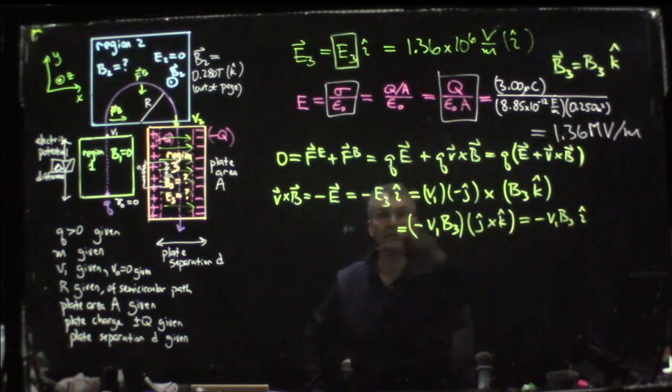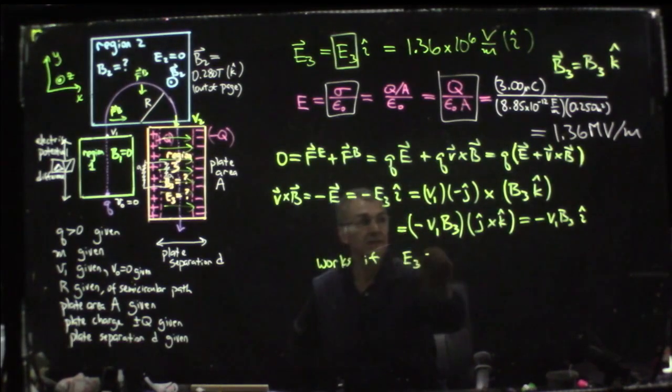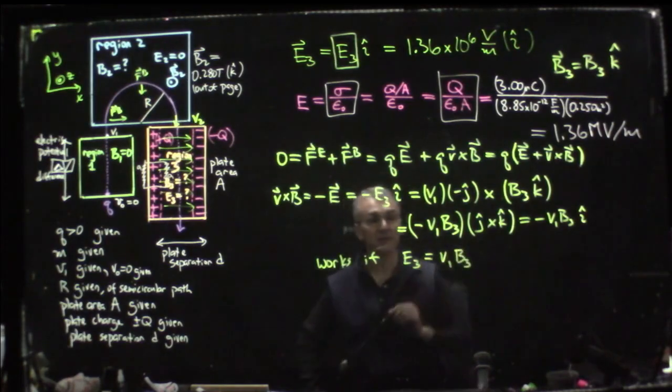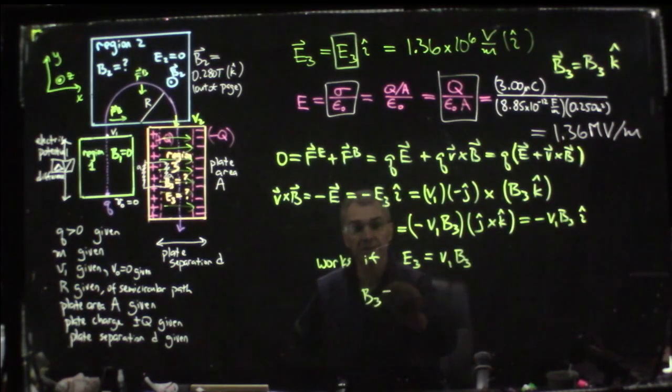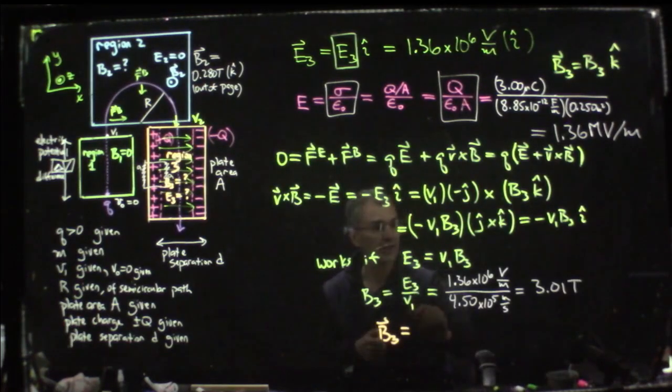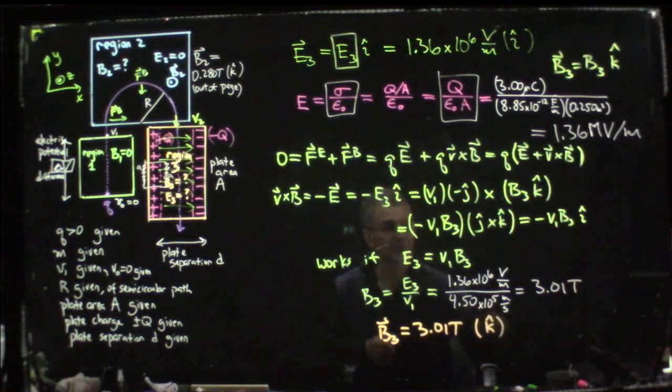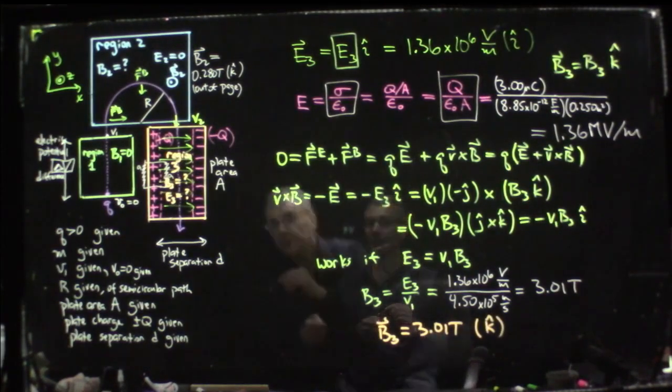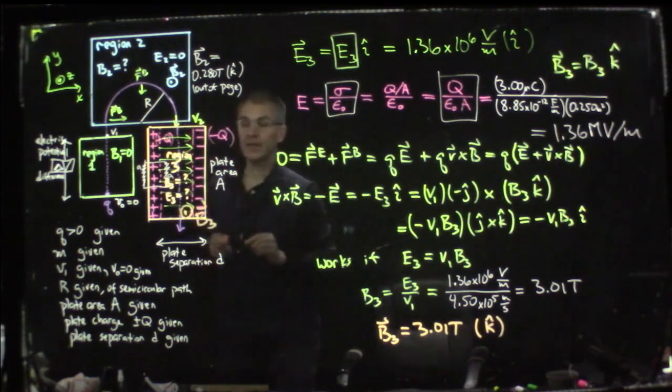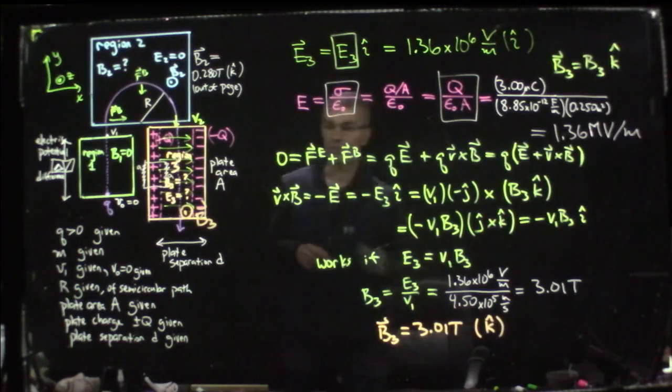So that can work as long as this is in the minus I hat direction, the minus X direction. This works if E3 equals V1 V3. So that gives us B3 equals E3 over V1. So then the desired magnetic field is 3.01 Tesla in the K hat direction. That's pointing out of the page. So here's B3 pointing out of the page with this magnitude.